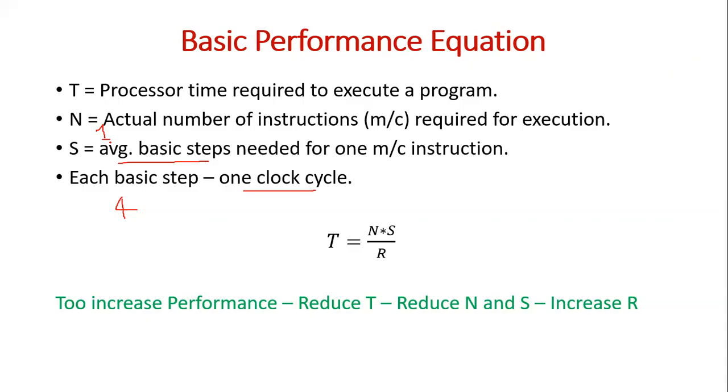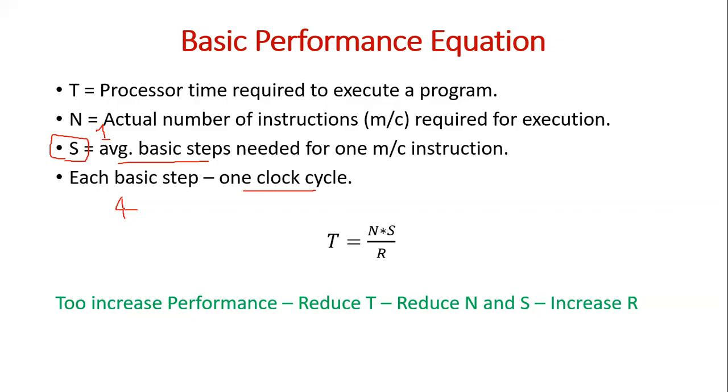And by that, each instruction will execute in one clock cycle, because if there is only one basic step, then it will execute in only one clock cycle. But is it practically possible to have only one basic step? No, that is not possible. But pipelining is possible. By pipelining, the effective value of S will reduce.